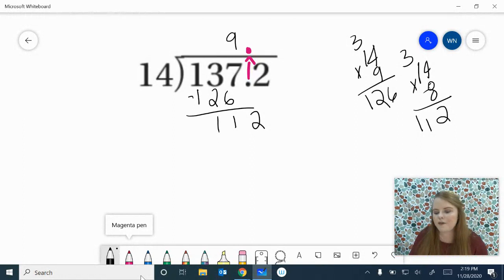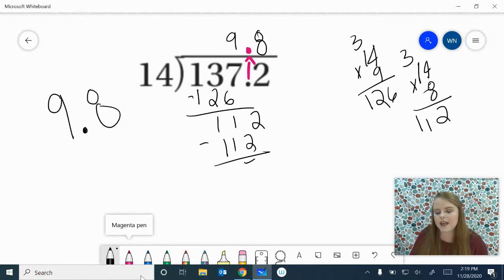Anyway, 112 divided by 14 is 8. 8 times 14 is 112. And because my decimal point's already placed, I know that my answer is 9 and 8/10. So 137 and 2/10 divided by 14 gets me 9 and 8/10. I hope those made sense. Feel free to rewatch the video if you need to clarify any of these problems.